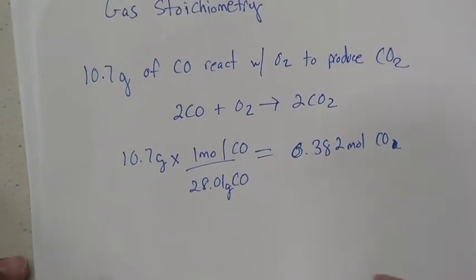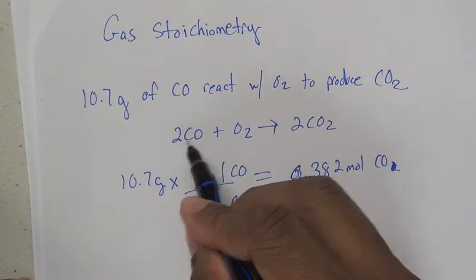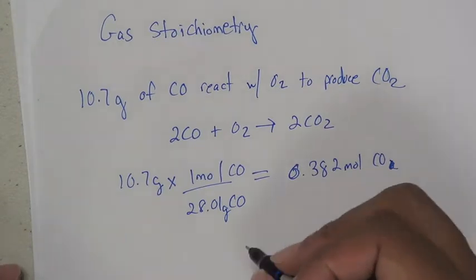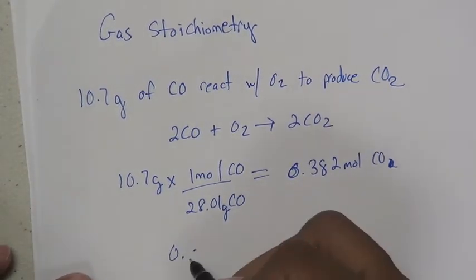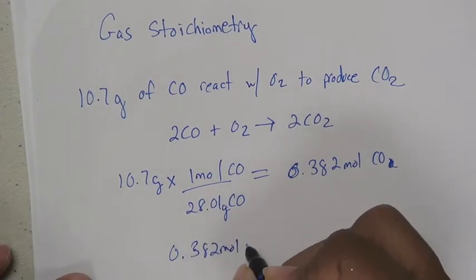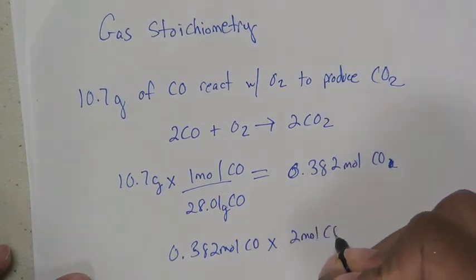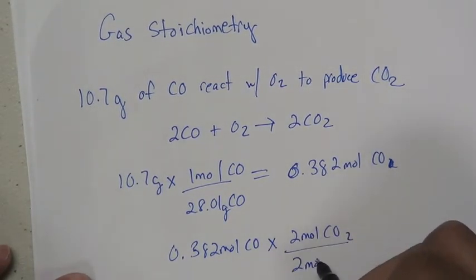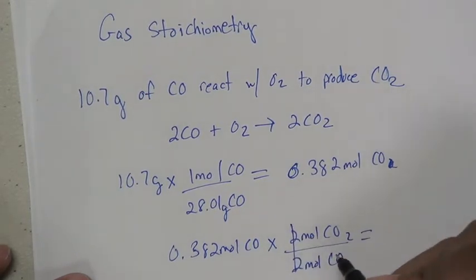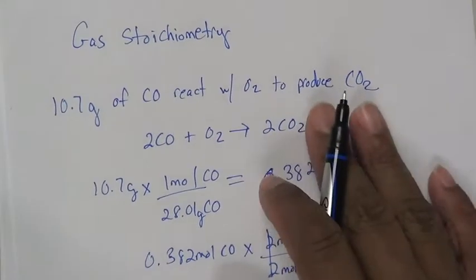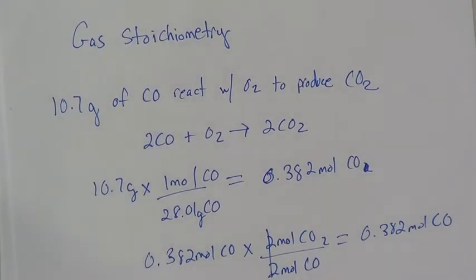Okay. We see that the ratio between carbon monoxide and carbon dioxide is 2 to 2. So that mole ratio is 2 to 2. Therefore, we have 0.382 mole of CO, and we want to know the moles of CO2, times 2 mole CO2 over 2 mole CO. Well, we know it's going to be 1, so it's going to be 0.382 mole of CO2. Okay, so we do the same thing we learned in the past with gas stoichiometry.